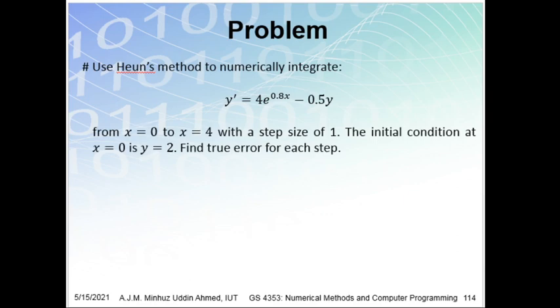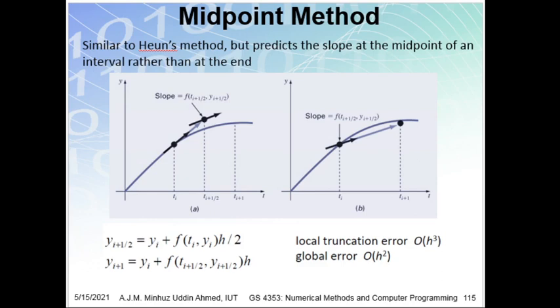So that is one improvement we have seen. The next improvement we'll be looking at is the midpoint method. Similar to Heun's method, but it predicts the slope at the midpoint of an interval rather than at the end. In the predictor-corrector approach, or Heun's method, we took this point's slope and this point's slope, averaged these two, and predicted the point using that slope from here.